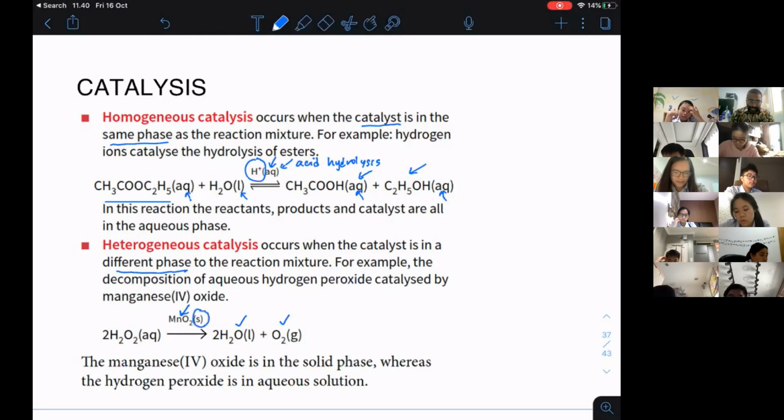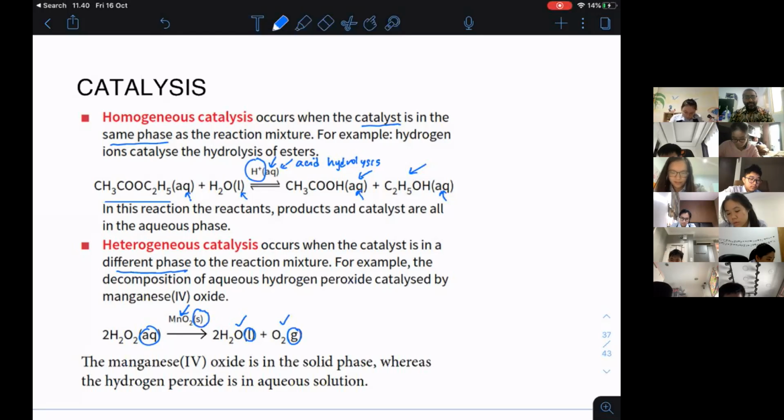If you compare with the rest of the reactant and products, they are aqueous, liquid, and gas. So they're totally different. They do not follow the same phase as the reaction mixture. Manganese(IV) oxide is in the solid phase, and hydrogen peroxide is in aqueous solution.